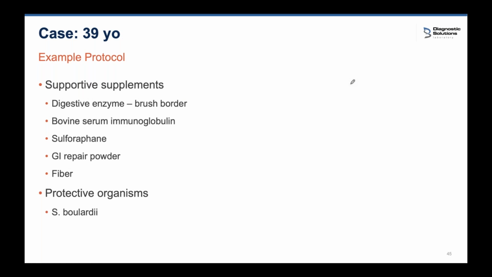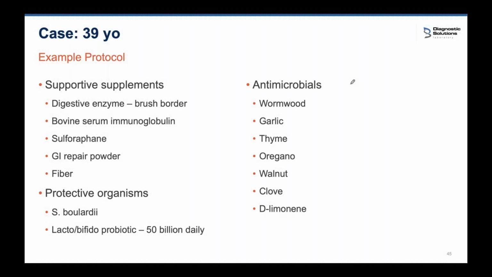And then we want to add in our protective organisms. So I like to add in S. boulardii and a lactobifidobronc. I'm usually using about 50 billion throughout treatment and then for a good couple of weeks after. And then the antimicrobials I would choose in this case for these organisms. I won't get deep into this, but this is the list I would use that I think has some great cross action between the organisms.